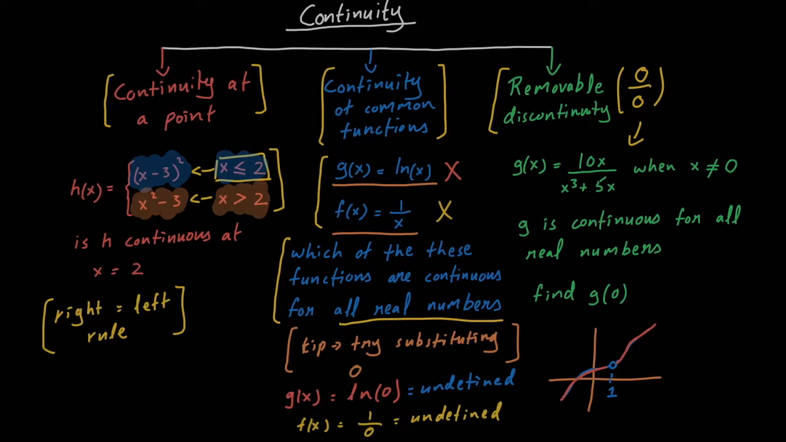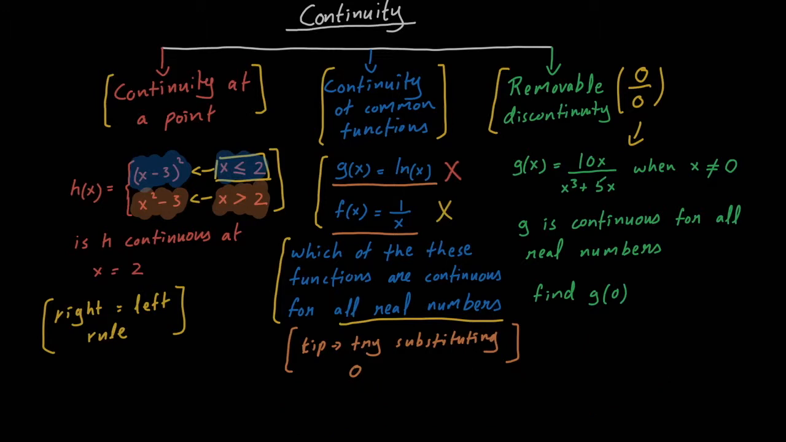The third type of question: g of x is this equation when x is not equal to 0. g is continuous for all real numbers. Find g of 0. Now we know that the first step is simply substitution, so we'll do that.